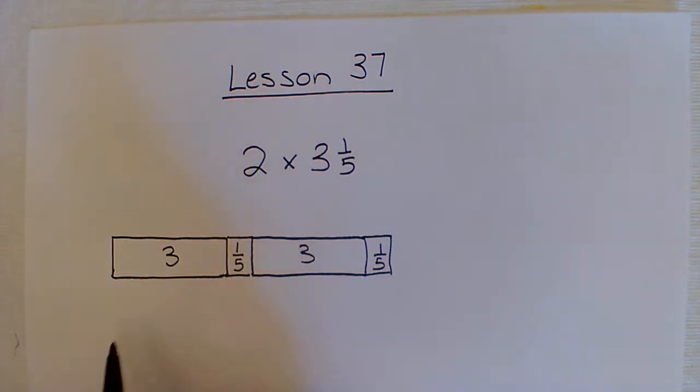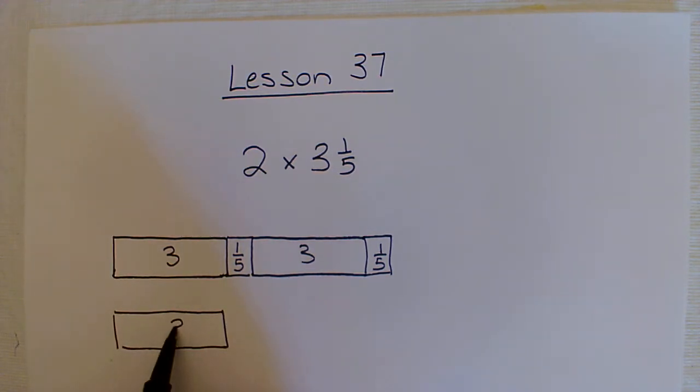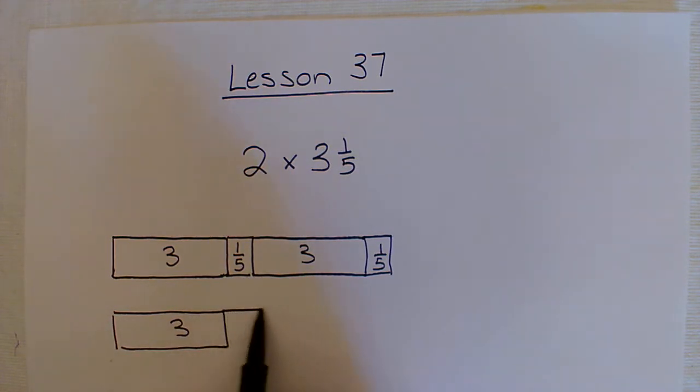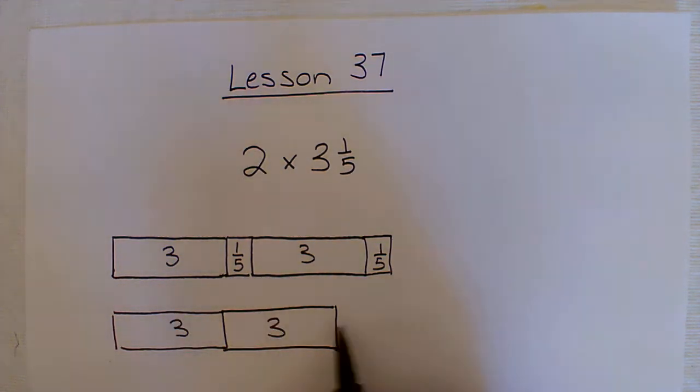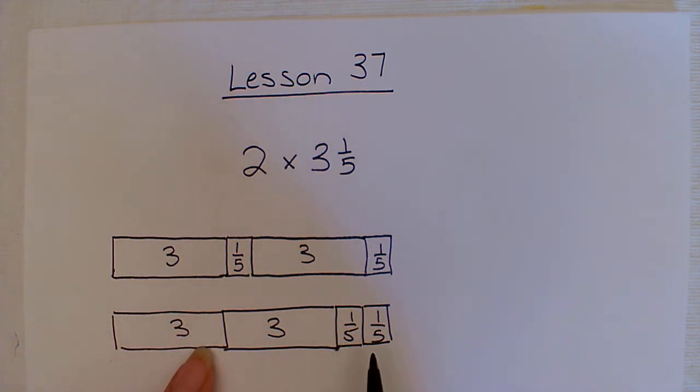And we sure can. What I'm going to do is I'm going to first draw that first 3. And now I'm going to draw the other 3 right next to it. So now our 2 3s are next to each other, and then I'm going to draw my 1/5 here and my other 1/5 here. So now what you can see is that I just kind of reorganized them.